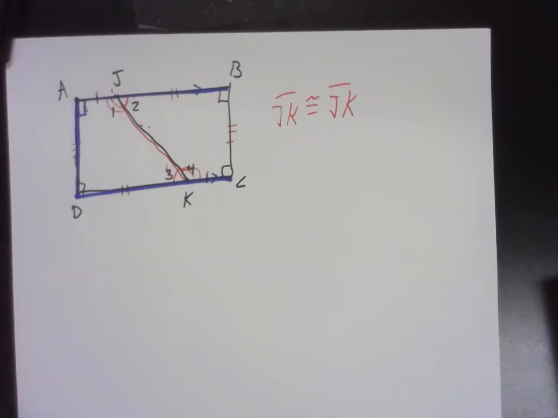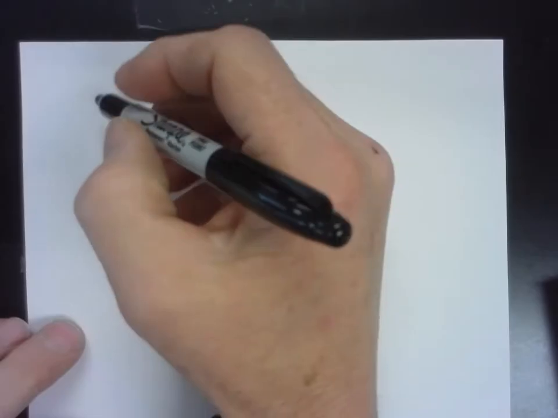Down at the bottom, properties of triangle congruence: reflexive, symmetric, transitive. For any triangle, the triangle is congruent to itself. What say you guys? In any triangle, is a triangle congruent to itself? What do you think? You guys don't seem sure about this.